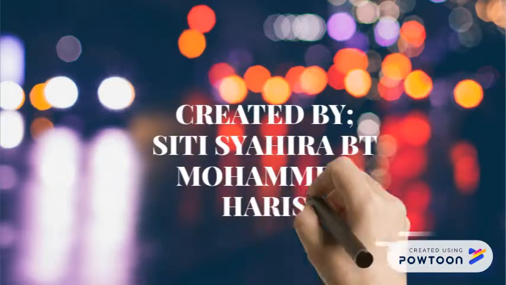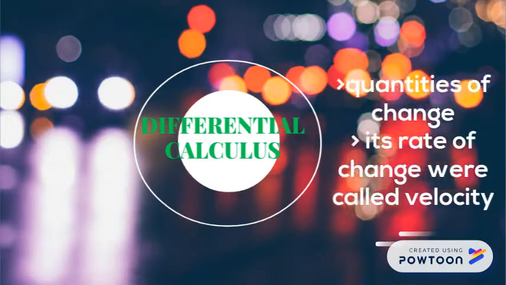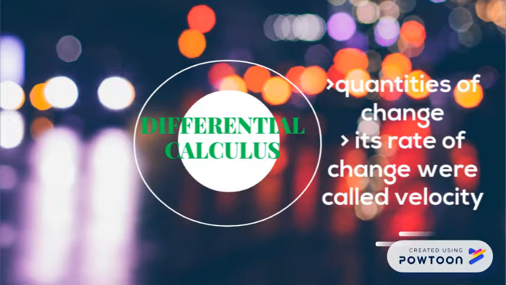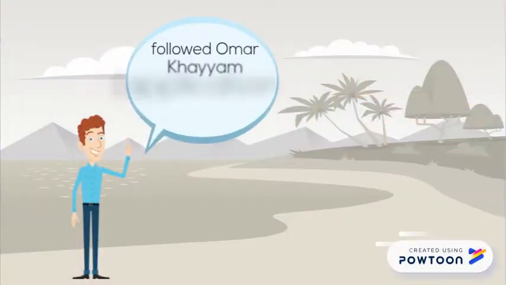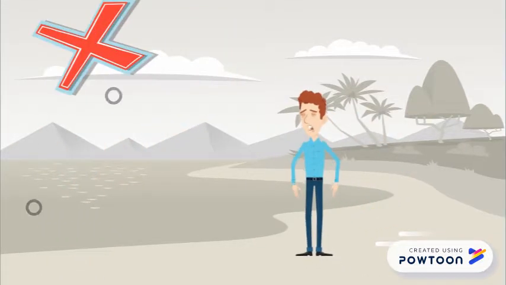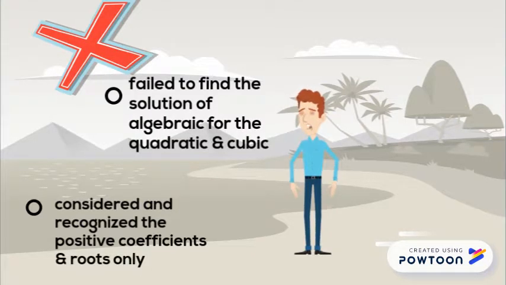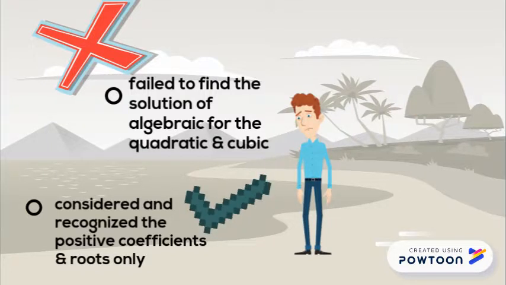Differential calculus describes, in an accurate fashion, the quantity of change and its rate of change. We know that Sharaf ad-Din Al-Tusi followed the teaching of Omar Khayyam, but apparently Khayyam failed to find the algebraic solution for the quadratic and cubic equations. It is because they considered and recognized positive coefficients and roots only.